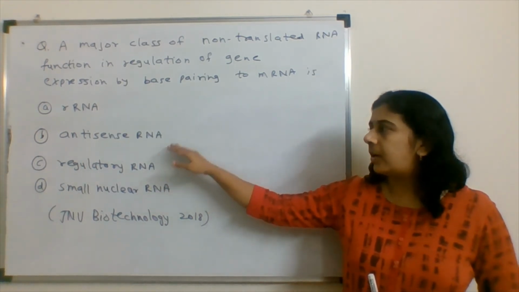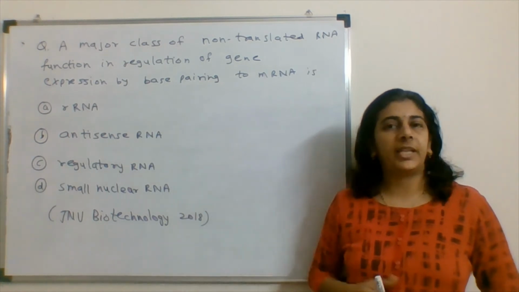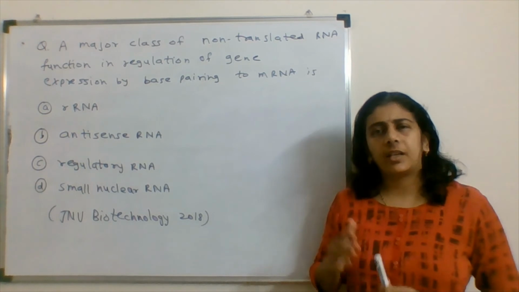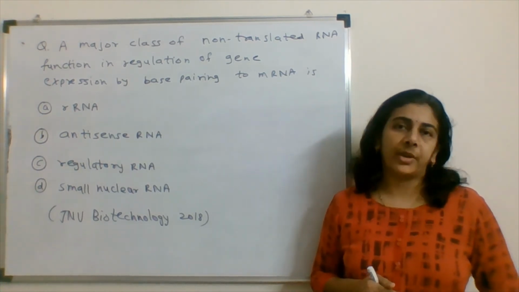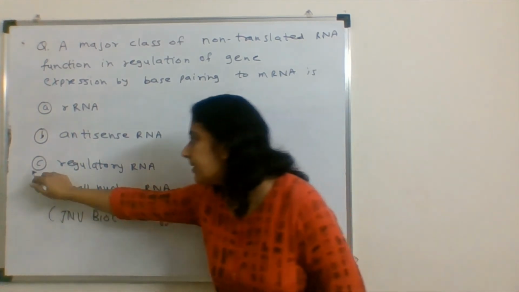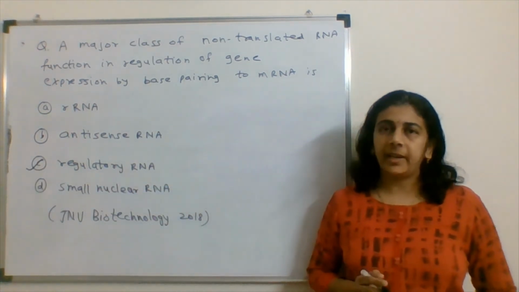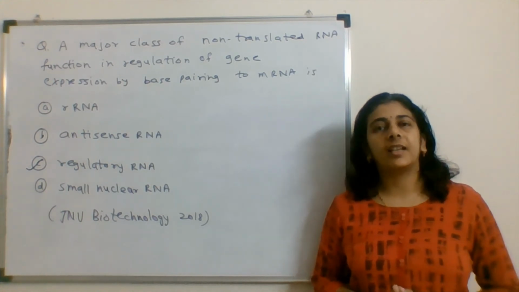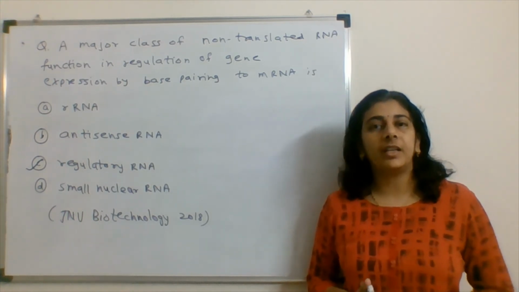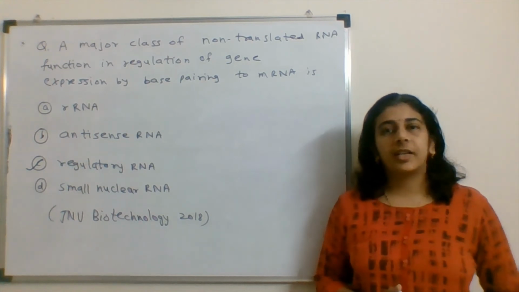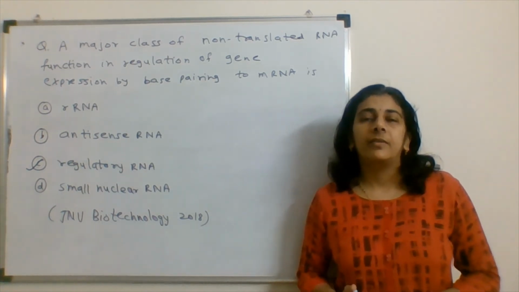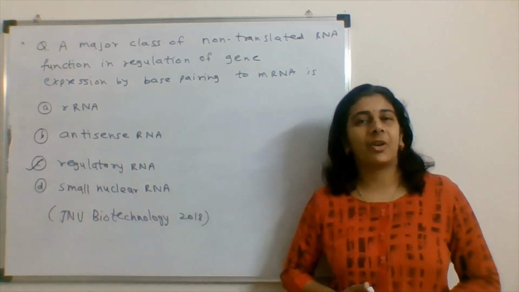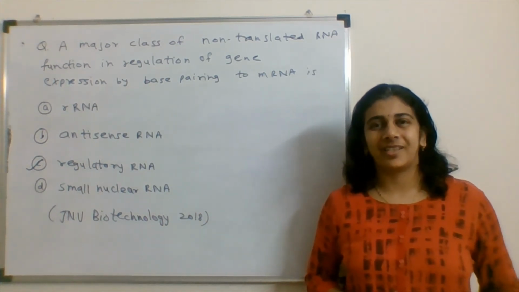So according to me, both B and C can be an answer for the question, but even then the more appropriate answer would be option C. Okay, and small nuclear RNA, we have seen that are snRNPs and are involved in intron splicing. So again, they do not have any role in gene silencing. So option C can be called the correct answer for this question.